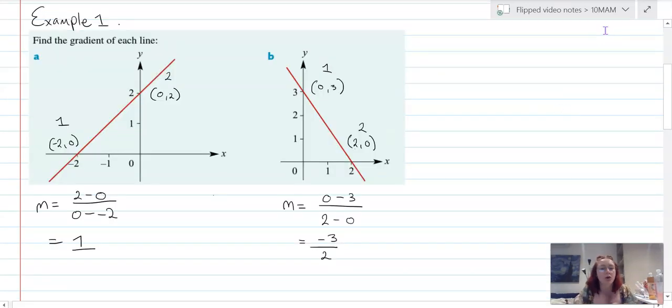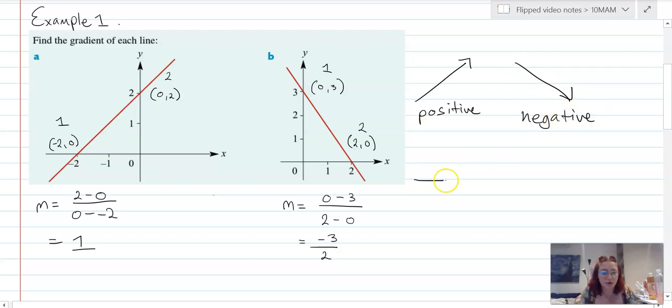Finally, one little thing that I forgot when we were talking about our gradients. It's just good to remember if it's going this way, so going up from left to right, it has a positive gradient. If it's going down from left to right, it is negative. And then our two special cases. If it is going absolutely flat from left to right, our gradient is going to be 0. And if it's going straight up and down, we call that undefined, because when you try to work out the gradient, you would be dividing by 0, which is mathematically impossible.